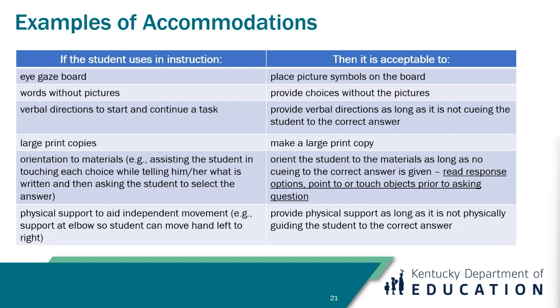Some students must be oriented to the materials. If this is done during instruction, it is okay to do so during the assessment. For example, the test administrator may take the student's hand and place it on each answer and state, this is the car, this is the wagon, this is the airplane. Then, pull the student's hand back and ask the student to select the answer. Physical support is okay if it is not physically guiding the student to the answer. Acceptable physical support would be something like supporting the student's elbow or forearm so that he or she can move laterally, or supporting the student's head so that he or she can see the eye gaze board.